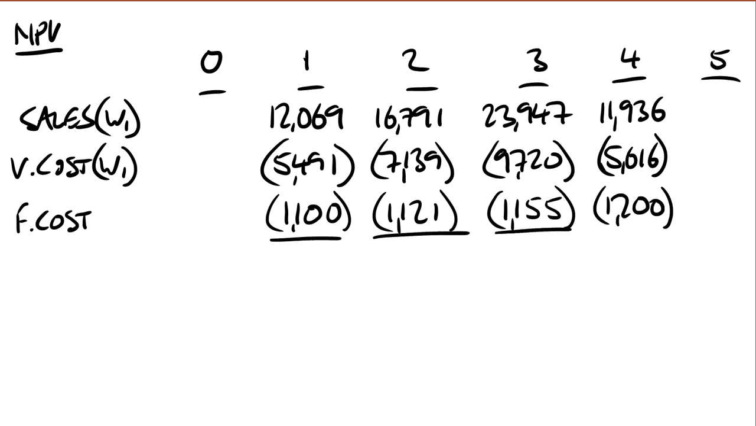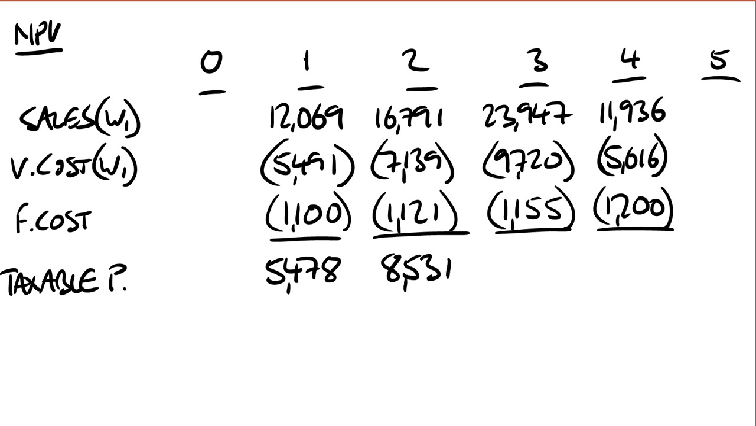Okay, so that enables us to get our taxable profit. And the taxable profit at that point is 5478 for year one. Then year two, 8531. Year three, 13072. And then 5120.